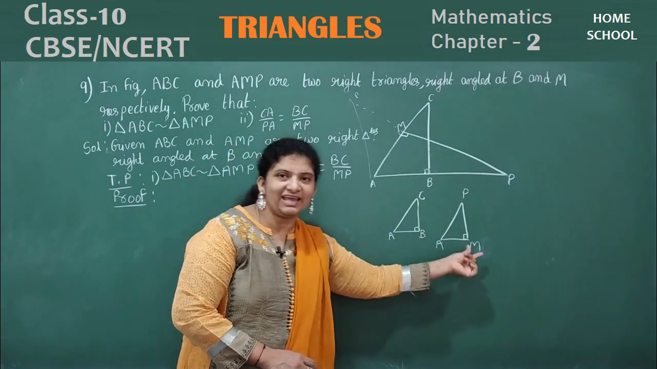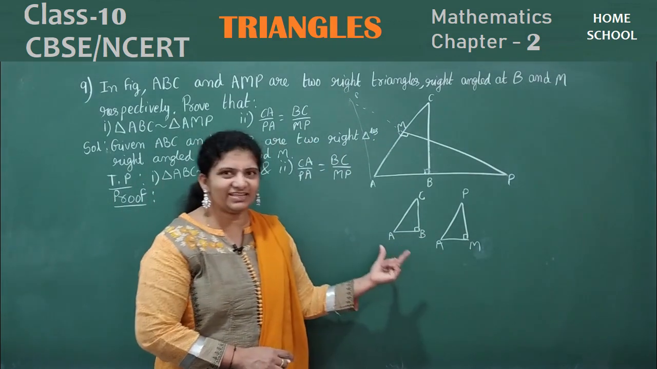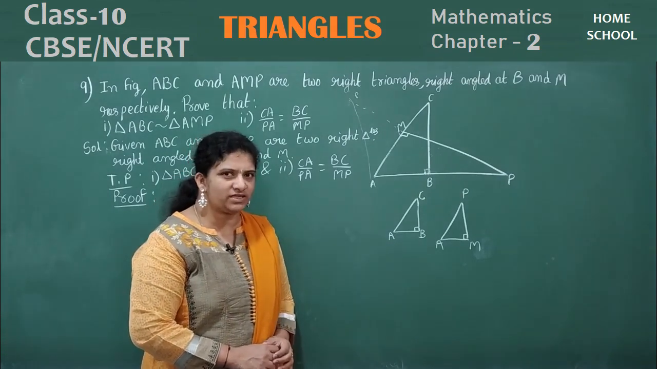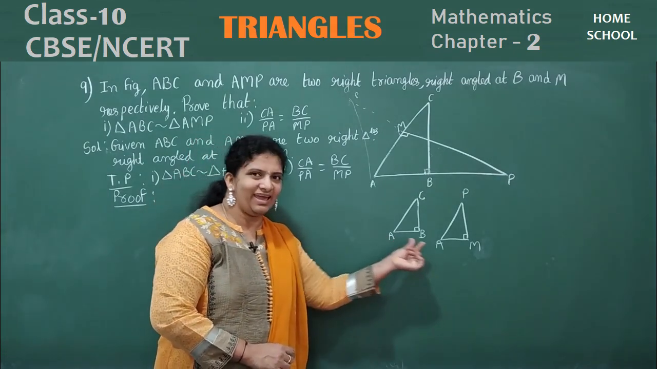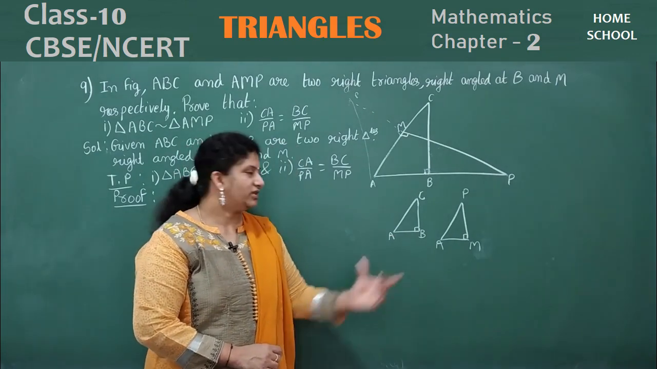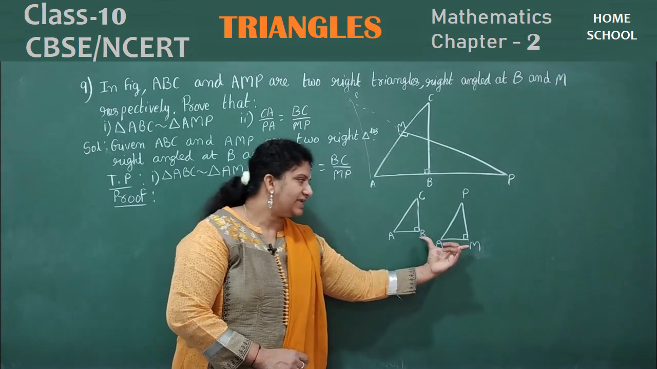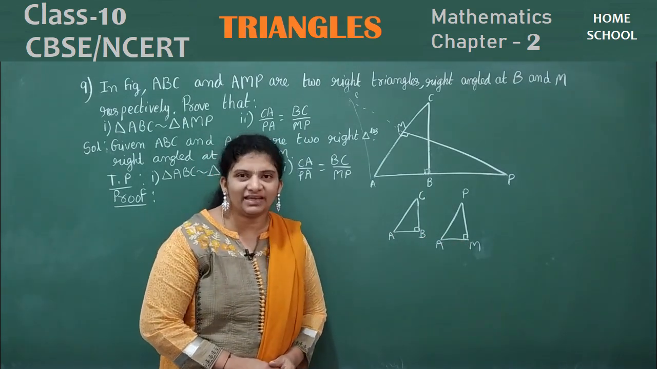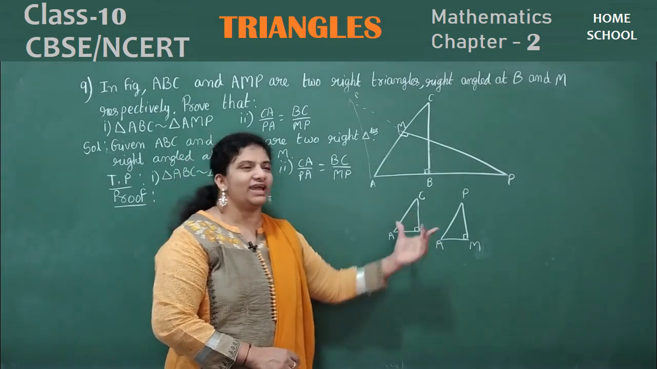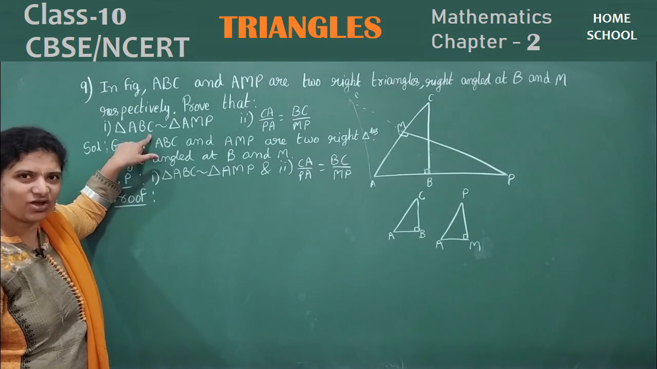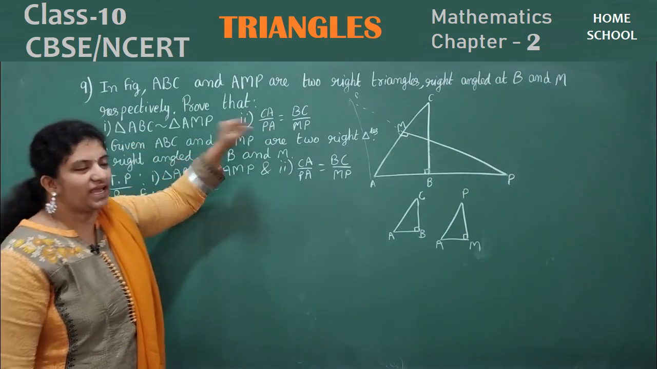Okay, now compare the two right angles, children. Angle B, angle M, 90 degrees, they are right angles. And one more I can see, can you observe? Angle A, common angle. So, these two are common and these two are equal. What can I say by angle-angle similarity criteria? These two triangles are similar. First proof, yes, over. So, coming to your second one.